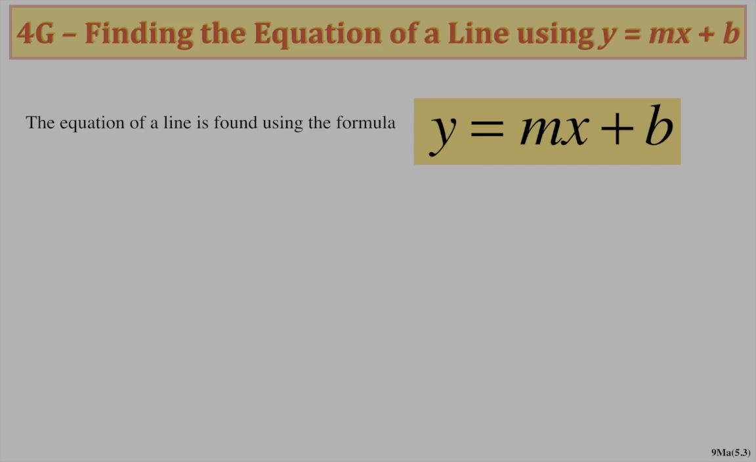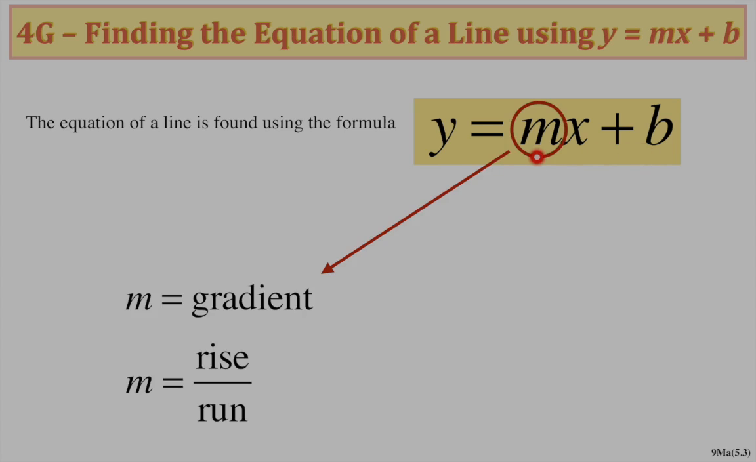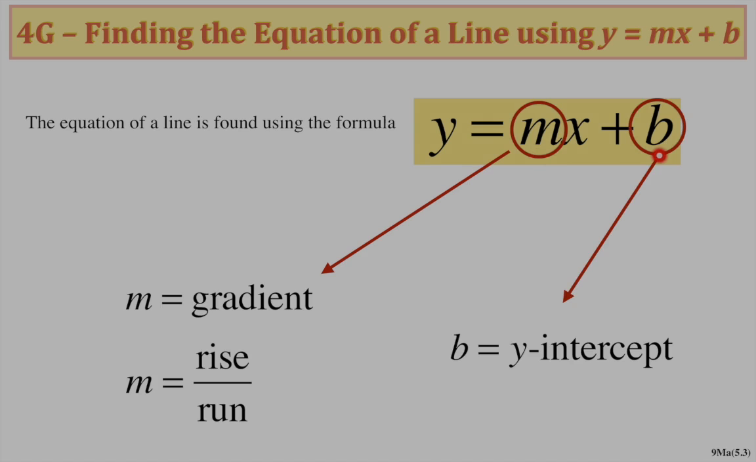Today we're going to be looking at how we can find the equation of a line using mx plus b. So we know the formula y equals mx plus b. We've seen that formula before. What does the m stand for? Well, remember, m stands for the gradient. What does the b stand for? B stands for where it crosses the y-axis, the y-intercept.